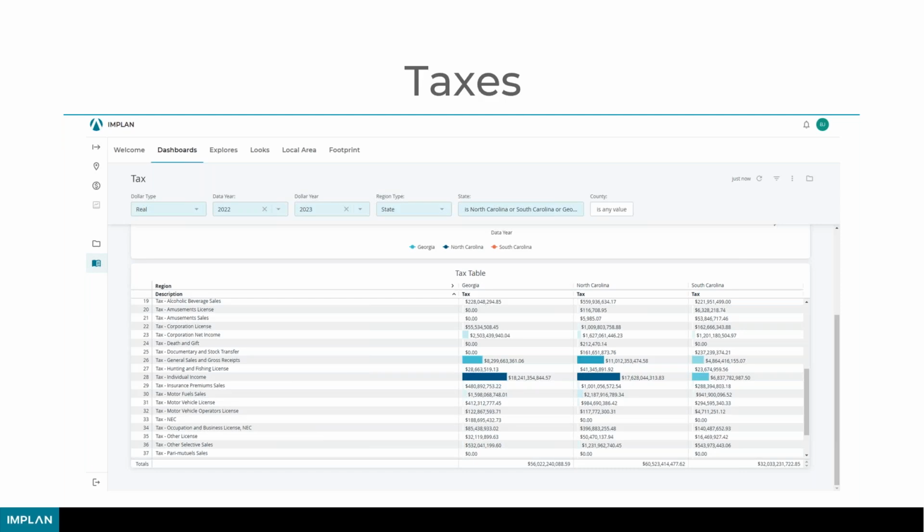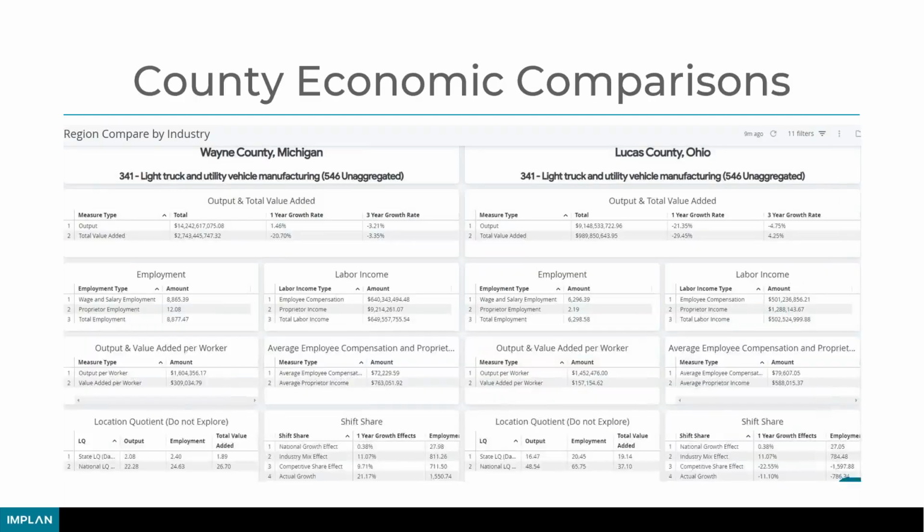So we can also look at this at the county level, but this really breaks down those taxes by type, right? So no death and gift tax in Georgia or South Carolina, a minor one in North Carolina. Again, digging into the data, we can pull this tax data out of data library, use it in external software, use it to explore a region and get a better idea of what that tax context looks like for a particular region.